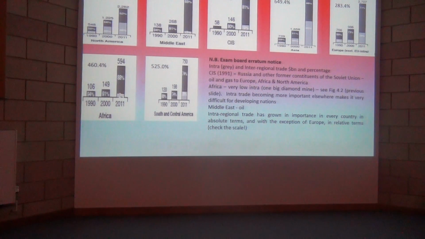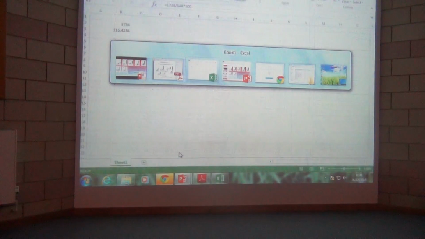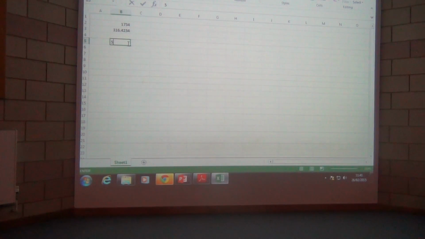So what do we mean by that? Well, we mean that if you work out the value, the percentage value for North America, Middle East, CIS, Asia, Europe, Africa, Southern and Central America, so taking North America for example, 41% of 548, let's just work that out. 548, and we want 41% of it. So that's worth $224 billion.